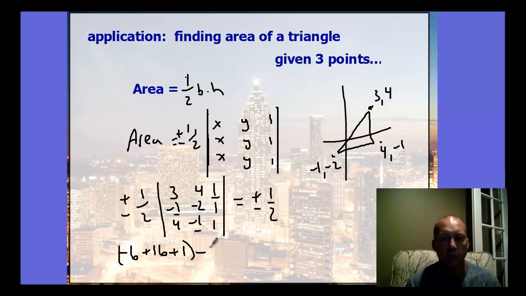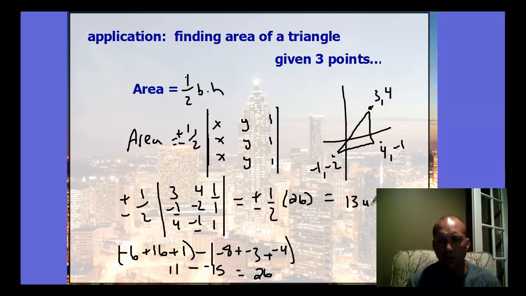And we're going to subtract the upward diagonals. So 4, negative 2, and 1, plus negative 1, 1, 3, plus 1, negative 1, 4. And a lot of negative values. So we have 10, or actually 11, minus, this is going to be negative 15. So we're at 26. So we're going to do 1/2 times 26, or 13 units squared will be the area of that triangle.